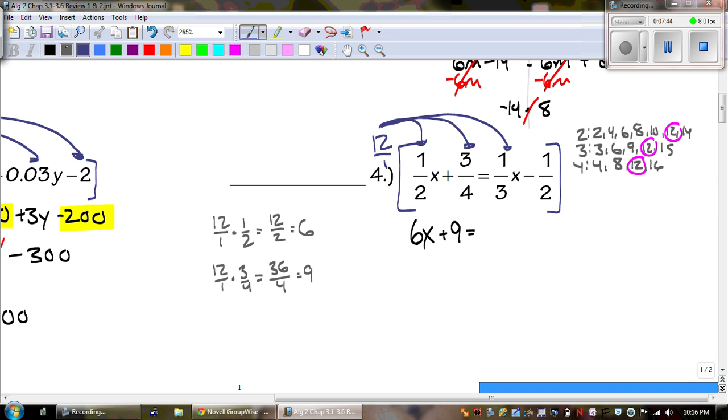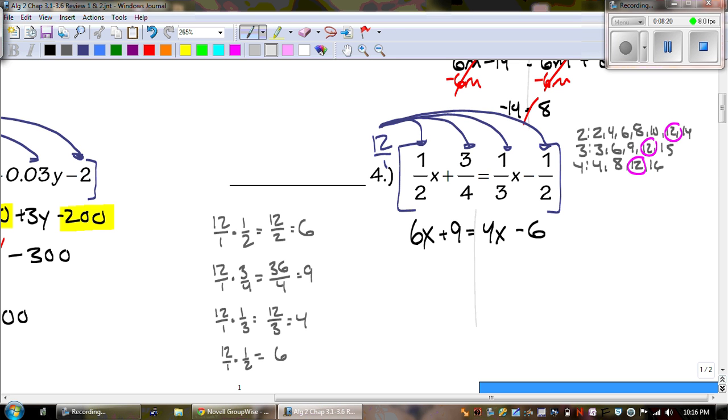And now we have 12 over 1 times 1/3. 12 times 1 is 12. 1 times 3 is 3. 12 divided by 3 is 4. And the last thing that we're multiplying, 12 over 1 times 1. Oh, we've already done that. That equals 6, and it's going to be a negative 6.